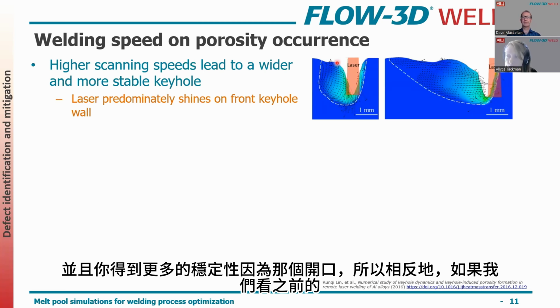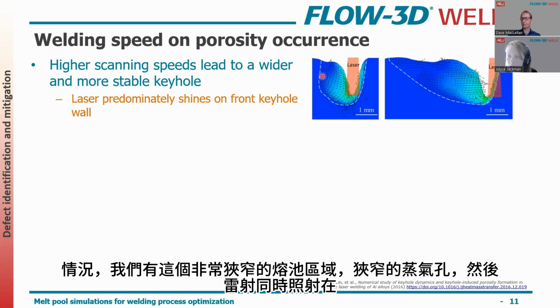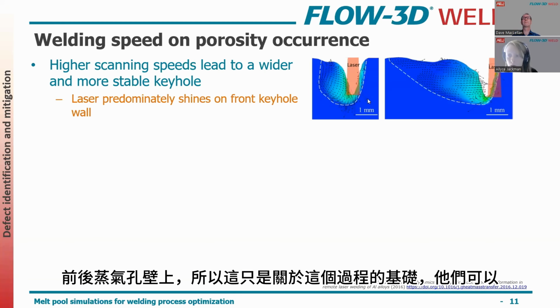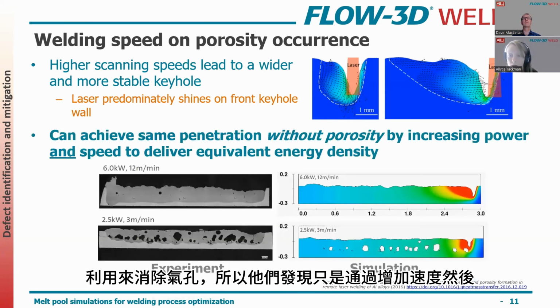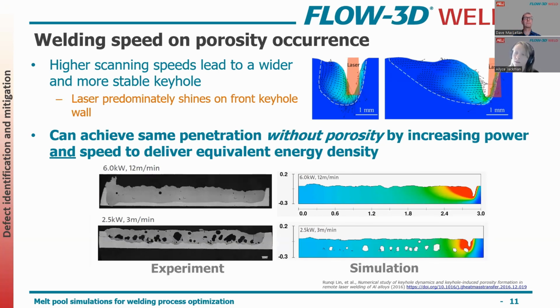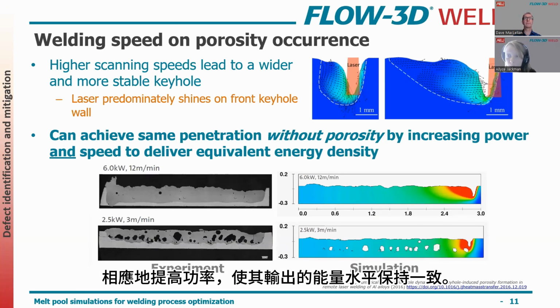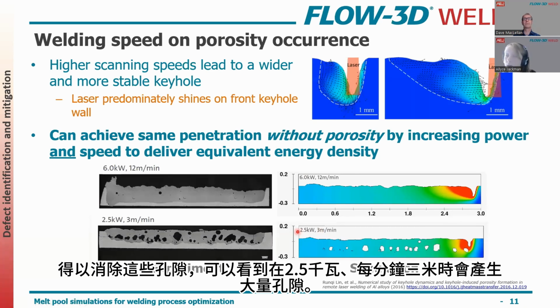So conversely, if we look at the previous case, we have this very narrow melt region, narrow keyhole, and then the laser is shining both on the front and the rear keyhole wall. So that's just a fundamental about this process that they could leverage to get rid of that porosity. So what they found was that just by increasing the speed and then correspondingly increasing the power so that they delivered the same level of energy, they were able to get rid of that porosity.